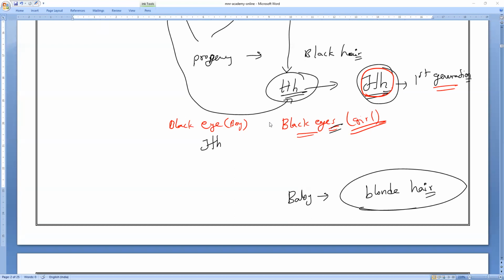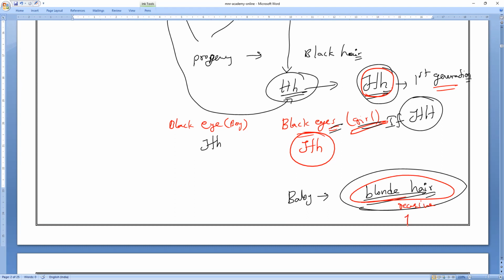Tell me, what is the expected genotype of the girl? Anybody? So capital H, small h. Very good, Hari. Understanding? If a girl has a capital H, it is never possible to get a blonde hair. So blonde hair means what, guys? Is it a recessive gene or a dominant gene? It is the recessive one. So blonde hair means the baby has the genotype small h and small h only.